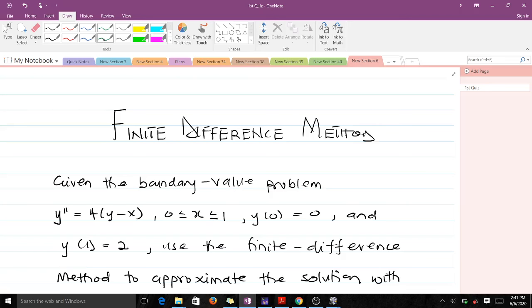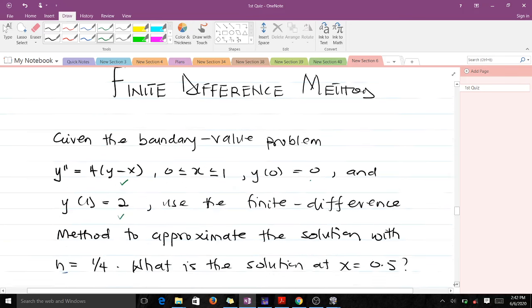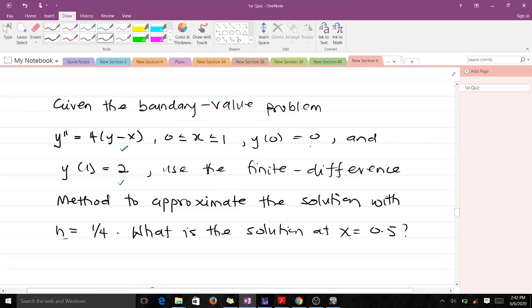So the question reads, given the boundary value problem y prime prime equals 4 times y minus x, with x lying between 0 to 1 and y of 0 equals 0 and y of 1 equals 2, we have to use a finite difference method to approximate the solution with h equals 1 over 4. And after that, we have to find the solution at x equals 0.5. I hope you get it. So let's note we have this interval here, we have these boundary conditions here, and this is our differential equation.